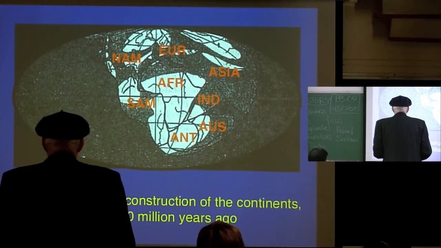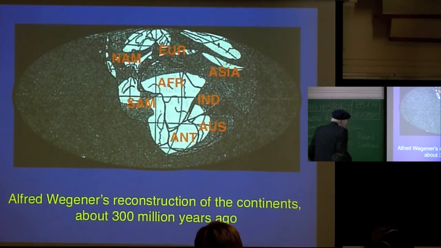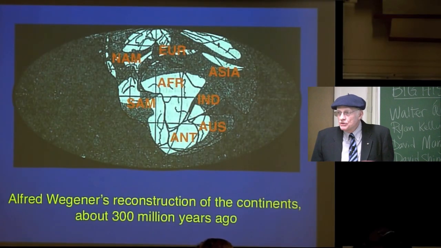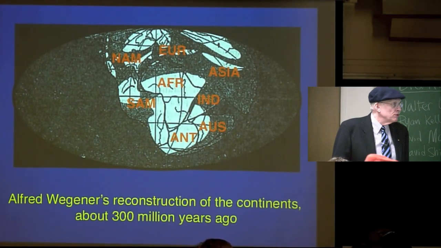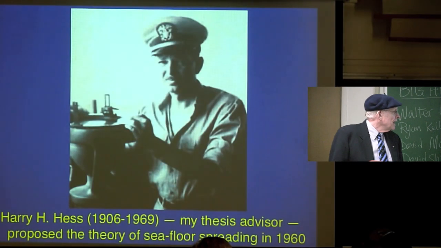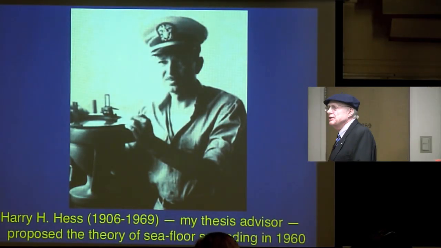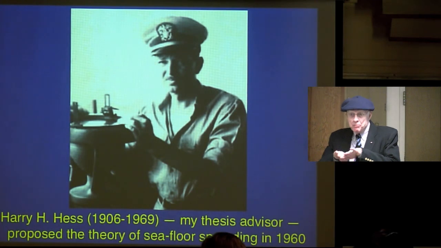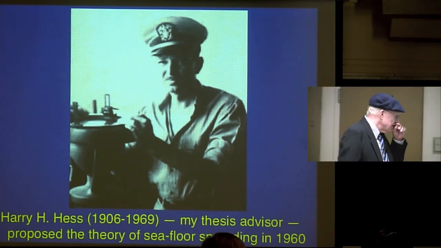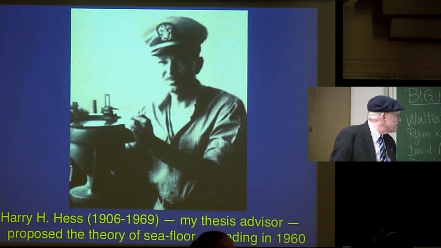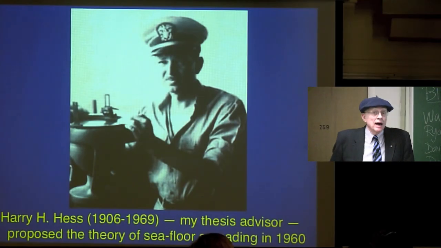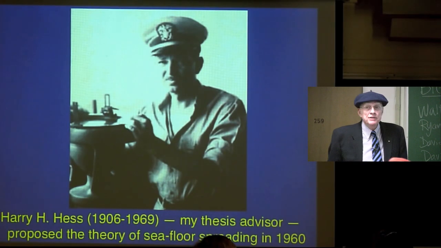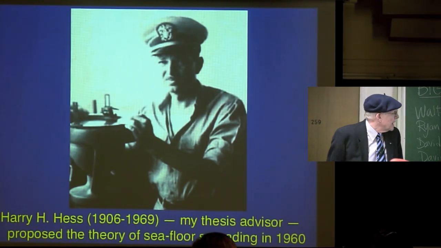At any rate, a new ocean has formed in between those two continents as they spread. I should say new ocean crust. And the man who first proposed seafloor spreading, and suggested that that's how the continents drift, was a man named Harry Hess, who was a naval officer in the Second World War, and then he was my thesis advisor at Princeton.